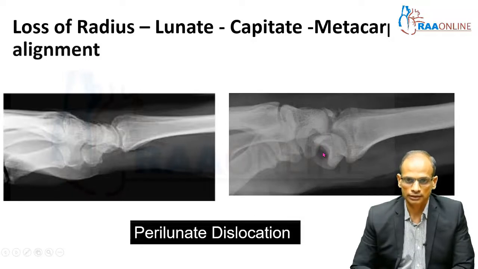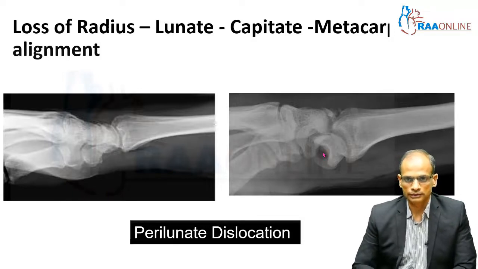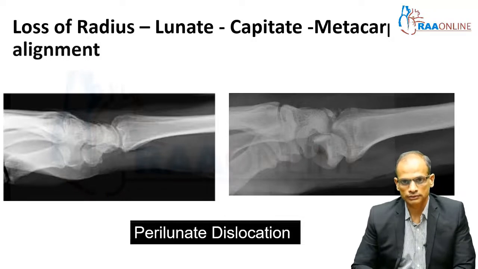This is the classic picture of a perilunate dislocation, and it is important to remember that many of the perilunate dislocations are missed acutely. So again, I want to emphasize the fact that whenever you see a wrist lateral, please make sure that you draw the line, and also make sure that the scaphoid is neither too flexed nor too extended in a lateral view.